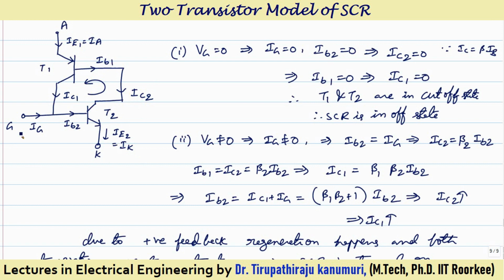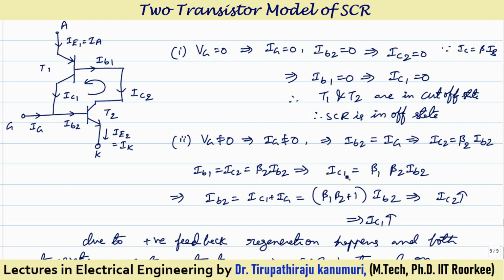Now if some gate pulse or gate voltage is applied, in that case VG is not equal to 0. So obviously IG is not equal to 0. Whatever IG is given, that IG will enter here as IB2. So we can tell that IB2 is equal to IG. So what is the value of IC2? IC2 will be equal to beta 2 times IB2. This IC2 is nothing but equal to IB1. So the same thing I have mentioned here: IB1 is equal to IC2, which is equal to beta 2 times IB2. That is what we got.